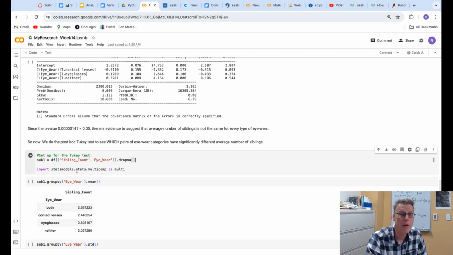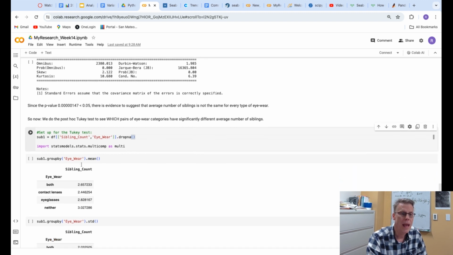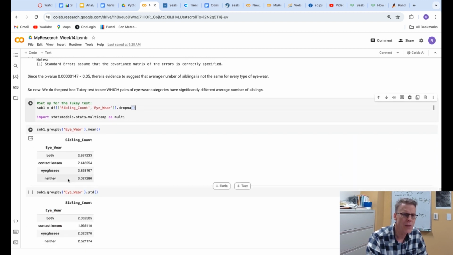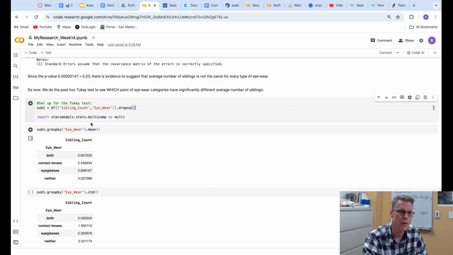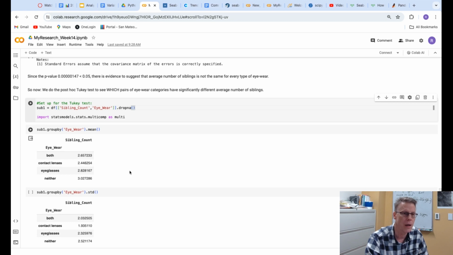Then I have to import this stats model, stats multi-comparison is what that stands for, as multi. And then these next two commands that I'm showing are not necessary. You don't need to do this in order to do the Tukey post hoc test.